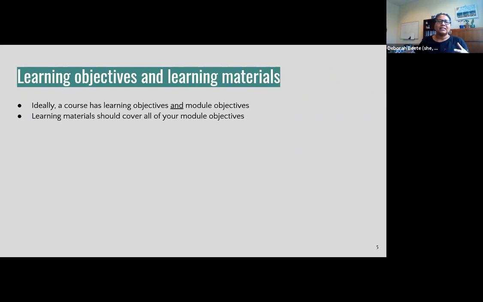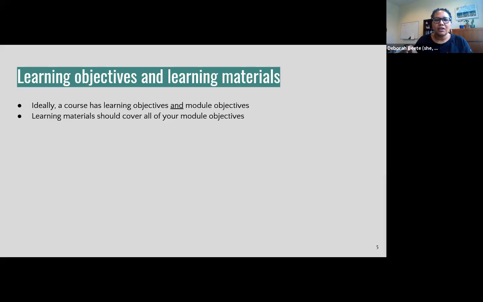So ideally, the first place that you start thinking about learning materials is with your learning objectives. And so your course should have, ideally, course objectives that are then tied to module objectives. And then your learning materials can cover all of your module objectives.